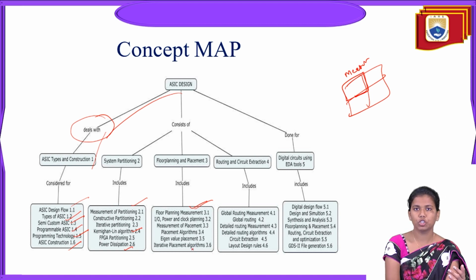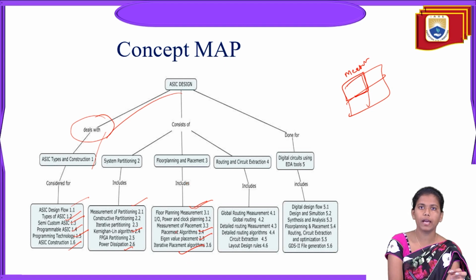Then floor planning measurements. After that, input-output, power and clock planning. Whatever power you are giving and clock generation, if it is a memory element, then obviously we have to give a clock, right? So input and output, power and clock planning, and then measurement of placement, what sort of place you are considering and the measurement of that particular place, and then placement algorithms and eigenvalue placements, and then iterative placement programming, or else an iterative placement algorithm.